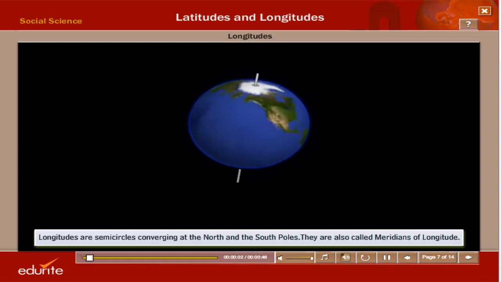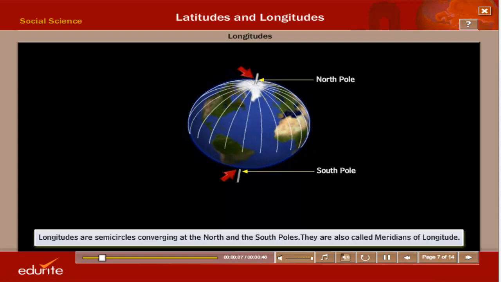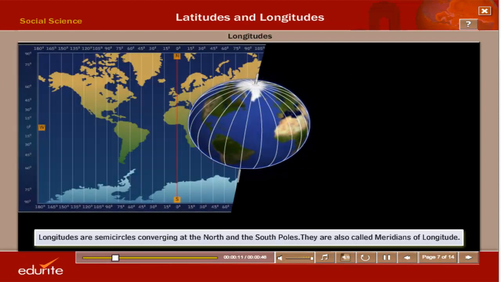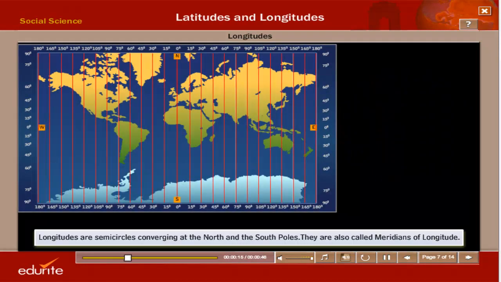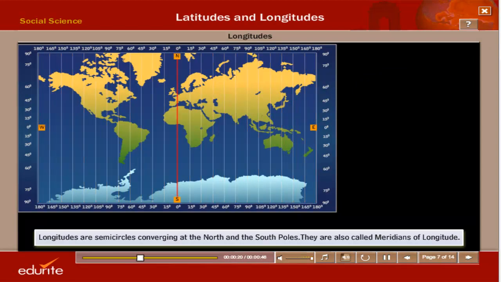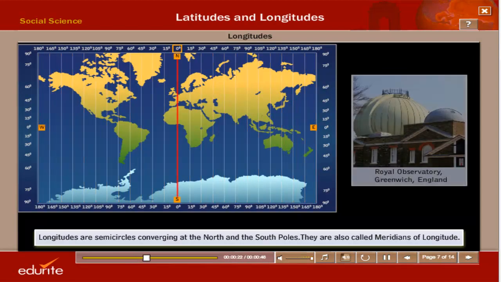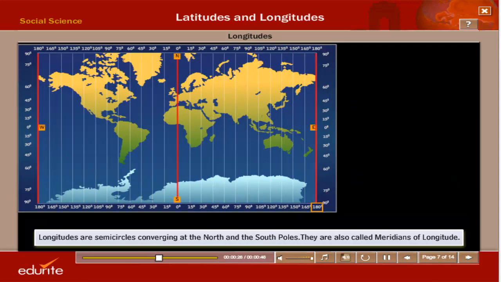Longitudes. Longitudes are semicircles converging at the North and the South Poles. They are also called meridians of longitude. There are 360 of these imaginary lines, each of which is called a degree. The 0-degree line, or prime meridian, runs through the Royal Observatory, Greenwich, England. There are 180-degree lines to the east and to the west of the prime meridian.